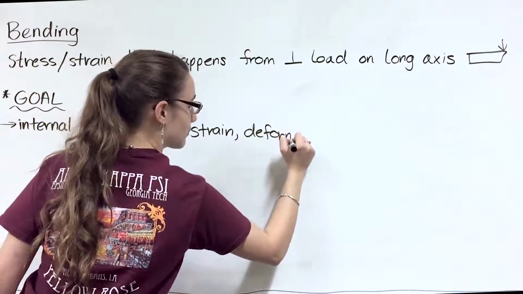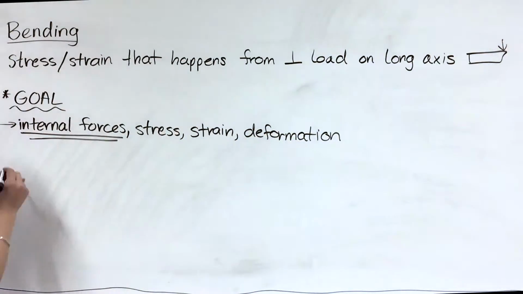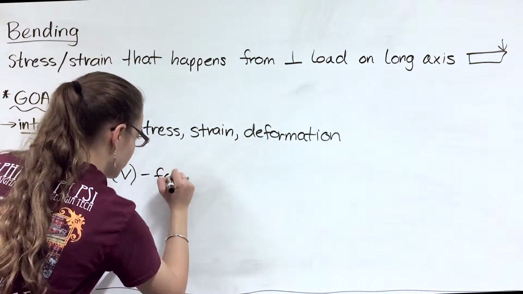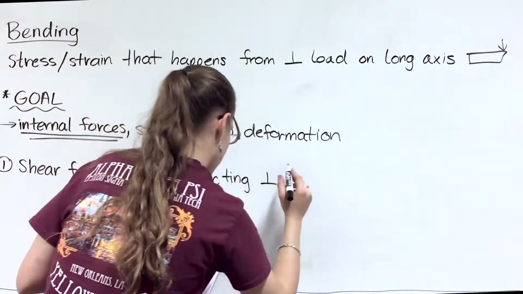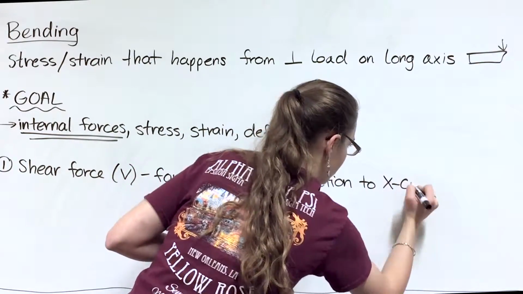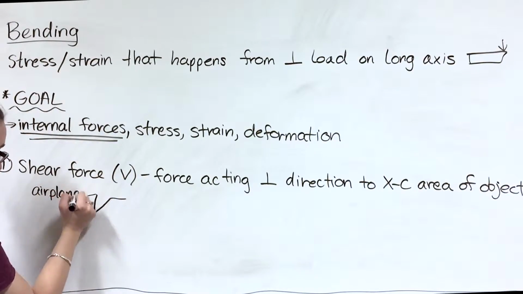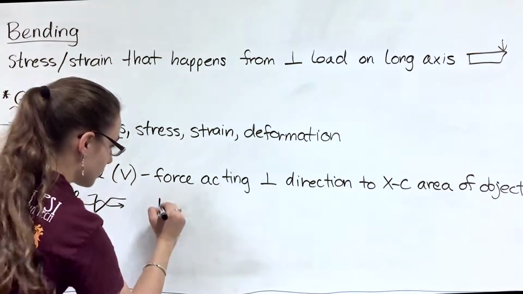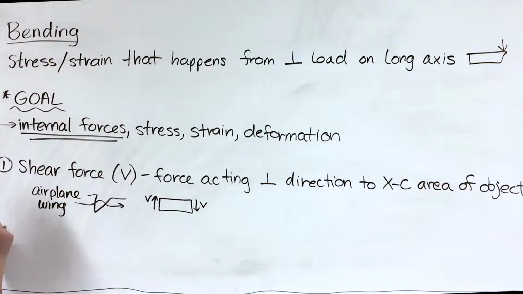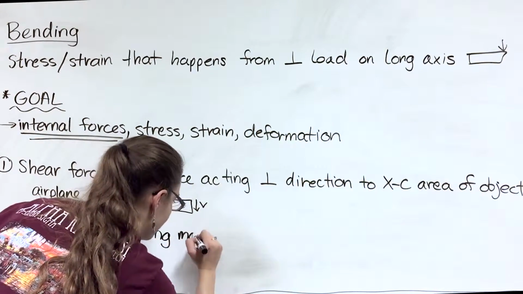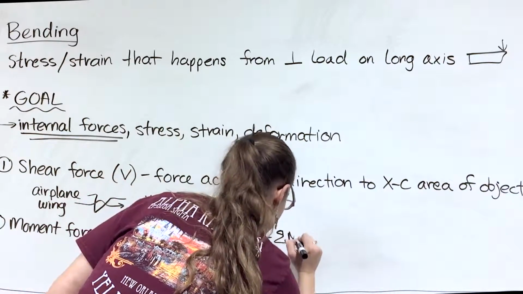One is shear force. Shear force is the force acting on an object in a perpendicular direction at the cross-sectional area to the extension of the object. This is similar to a wing, where the air going over the side of the wing is the shear force. It can be denoted as V. The second internal force is the moment force, or the bending moment. This is the sum of the moments of the forces at the cross-sectional area and can be denoted as M.